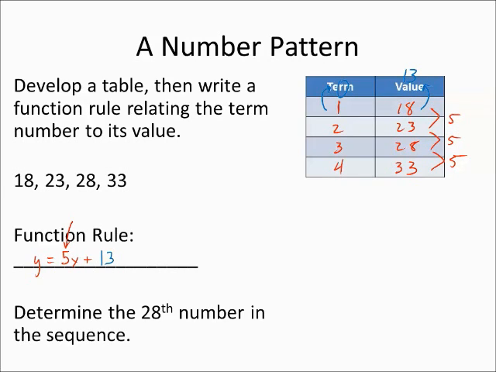We can check it out. If I put 4 in, that would be 5 times 4, which is 20, plus 13 is 33, which is what it should be. Okay, the next question is determine the 28th number in the sequence.